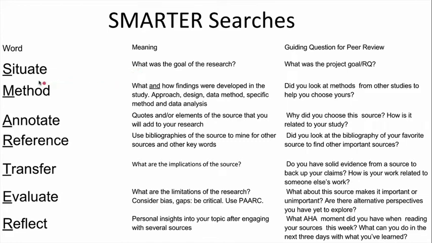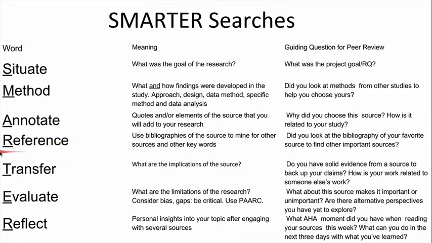After that, tell me what was the method the researchers used. I want approach, design, data method, specific method, and data analysis. I want everything. I want to know that you've been able to identify that in your research papers. Next, I want some sort of quote from that research that you think is extremely valuable. Now, what I'm looking for here in terms of the A, or annotate, is that you can pick out important implications or conclusions in that research that has informed your own investigation of that topic.